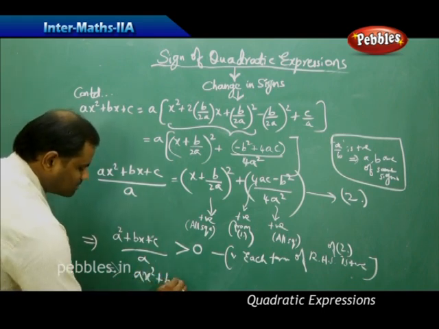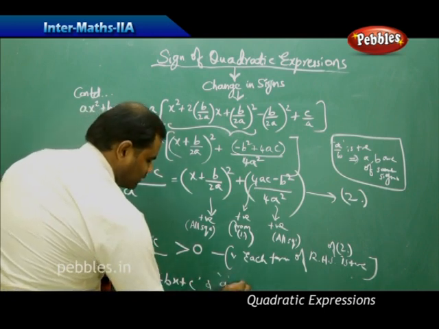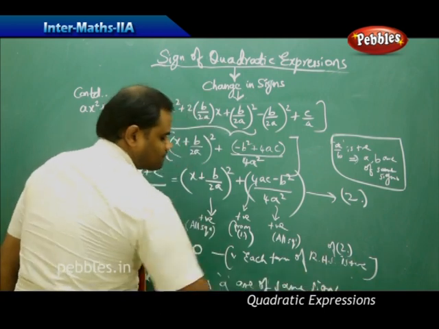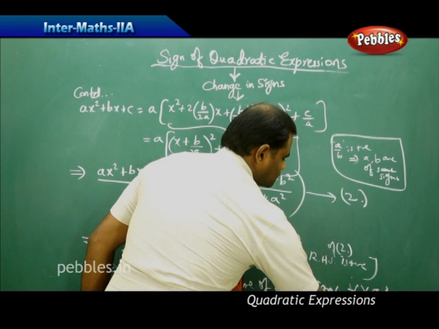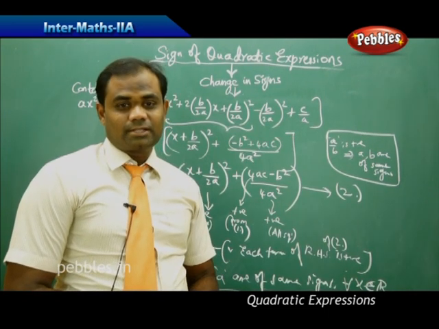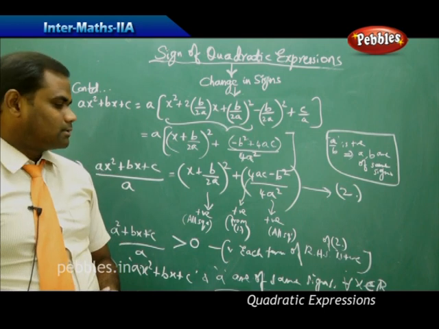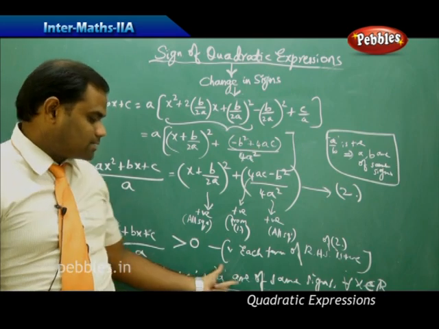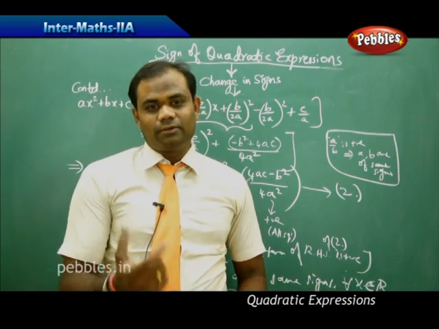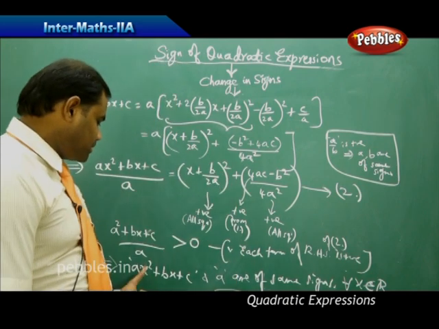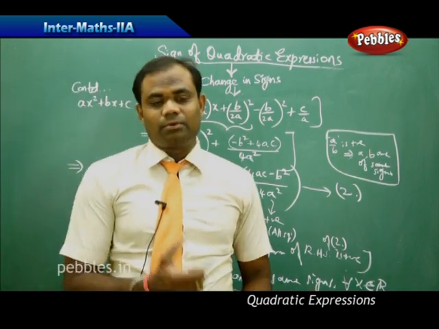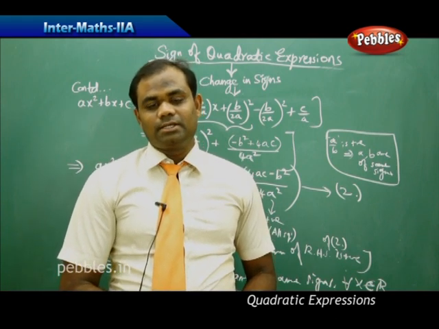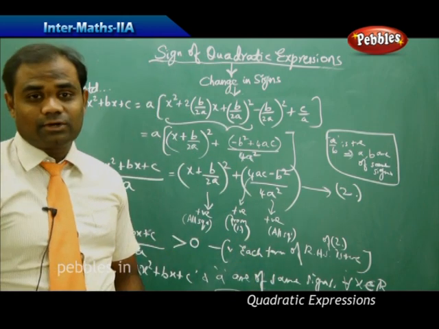Ax square plus bx plus c and a are of the same sign for all x belonging to R. So this proves the necessary condition of the theorem, where I assumed that the roots are complex, and I have proved that this and this have the same sign. Now in the converse of the theorem, I assume that the expression and a are of the same sign, and I prove that the given quadratic equation has complex roots. So let's see how we can prove the converse of the given theorem.